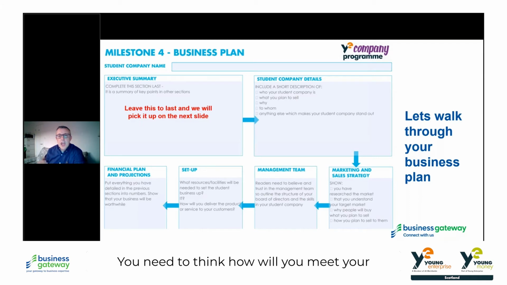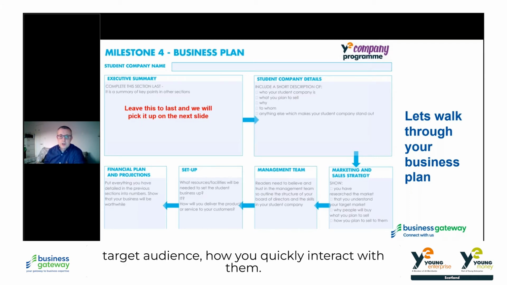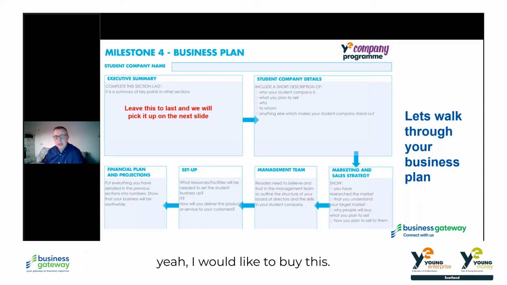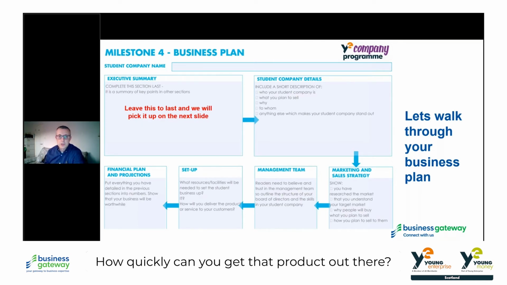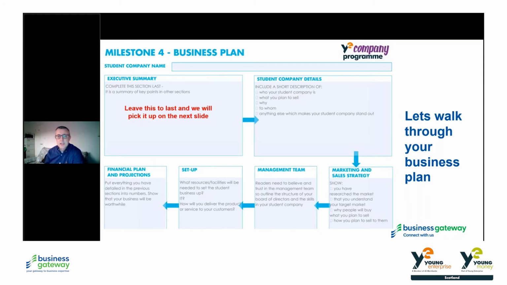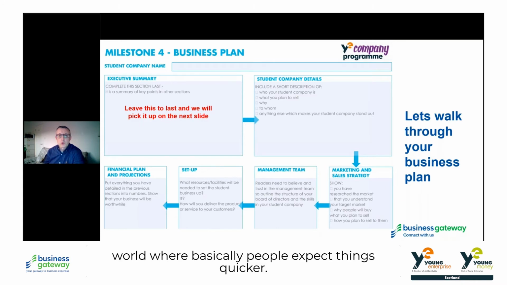You need to think, how will you meet your target audience? How will you quickly interact with them? And basically, once they actually turn around and say, yeah, I would like to buy this, how do you react to that as well? How quickly can you get that product out there? I mean, think of Amazon. They take 20 minutes sometimes to get a product to you. 20 minutes. So I hate saying it, you're now in a world where people expect things quicker.